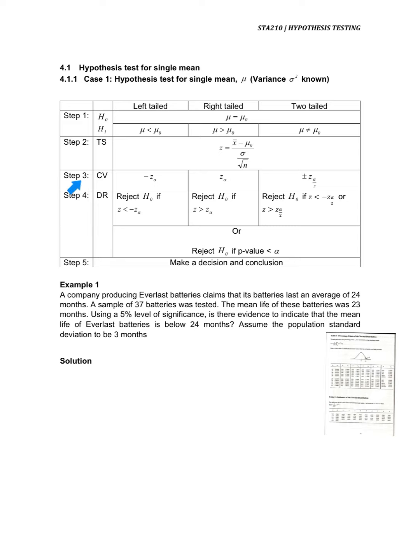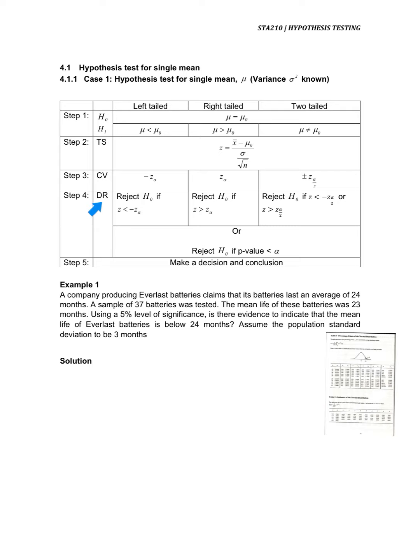Step number 3, you need to decide your critical value. For the left tail, the critical value is negative Z alpha, for the right tail, the critical value is Z alpha, and for the two tail, the critical value is plus minus Z alpha over 2. Alpha here depends on the question, whether you need to use 5%, 1%, or 10%. Basically, we will use either 1% or 5%.